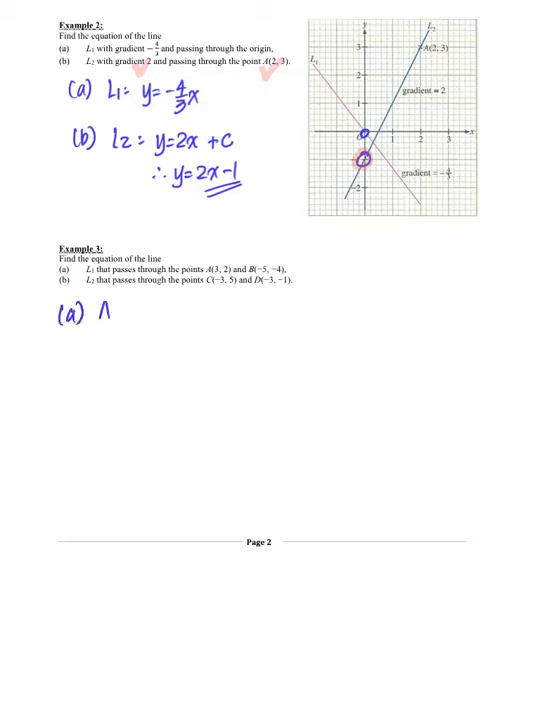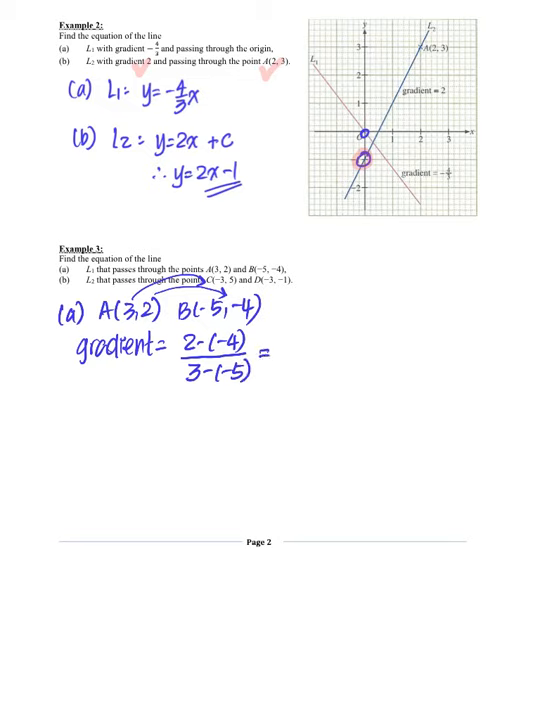So the line passes through A and it passes through B. So straight away, you know that the gradient will be y1 minus y2. I can use this, 2 minus -4 over x1 minus x2, 3 minus -5. So this is 6 over 8, which is 3 over 4. So the gradient is 3/4.